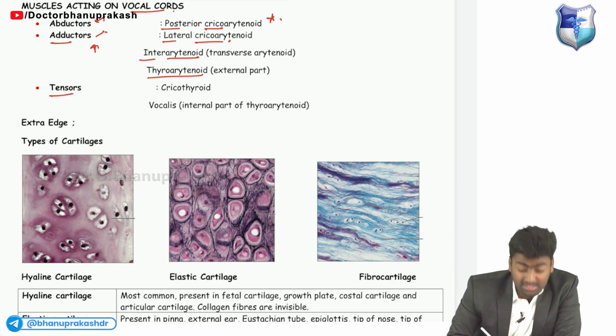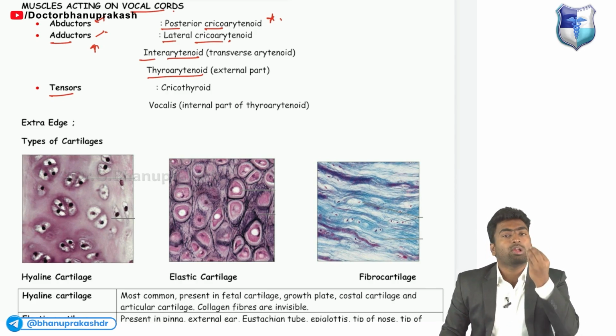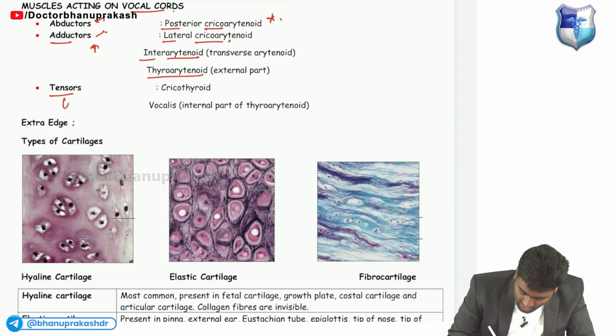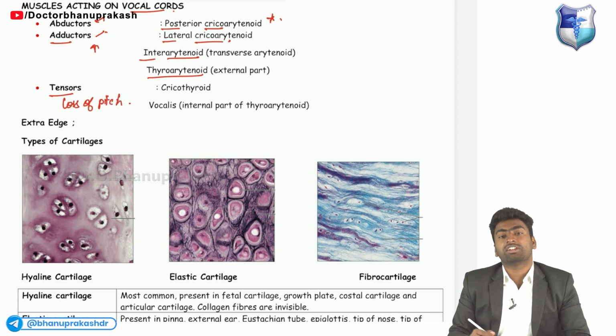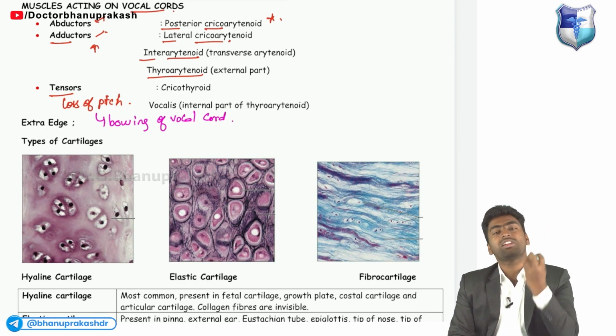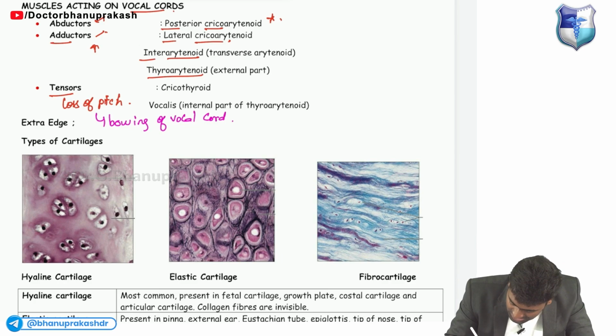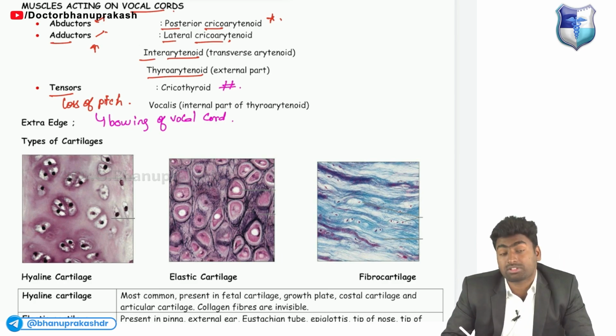Next, about the tensors. In the NEET PG examination they asked: a patient presents with loss of pitch, and on evaluation you see bowing of the vocal cord. This is because of damage to the cricothyroid muscle.